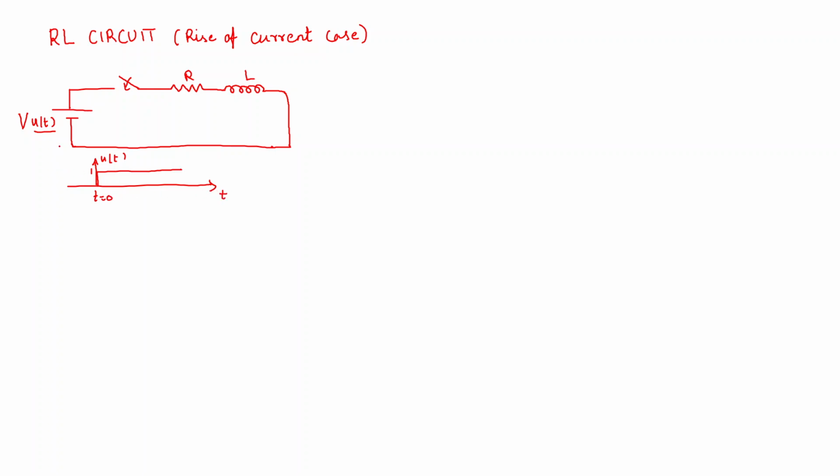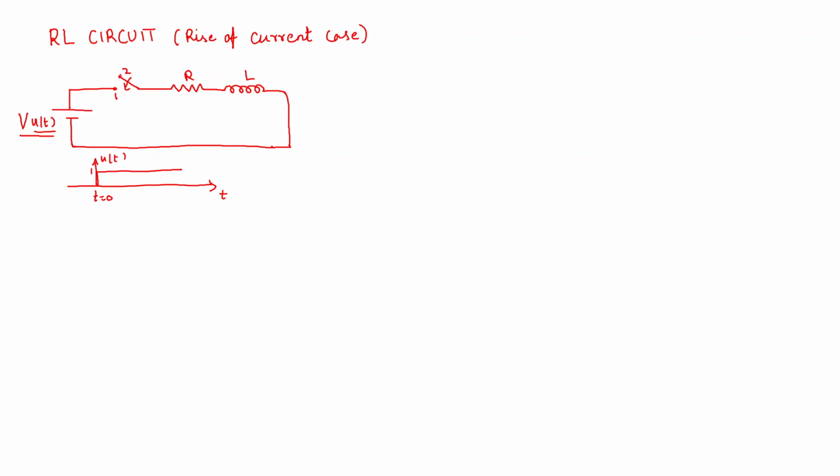So if you take a 5 volt supply, 5 into u of t is nothing but 5 into 1, which is equal to 5, but the amplitude exists only for time t greater than or equal to 0. That is the interpretation of V into u of t, and you can see a switch here. Let me mark the positions of the switch. This is position 1 and this is position 2.